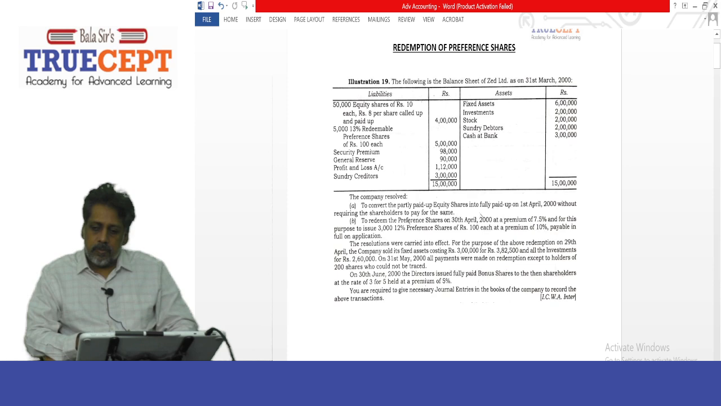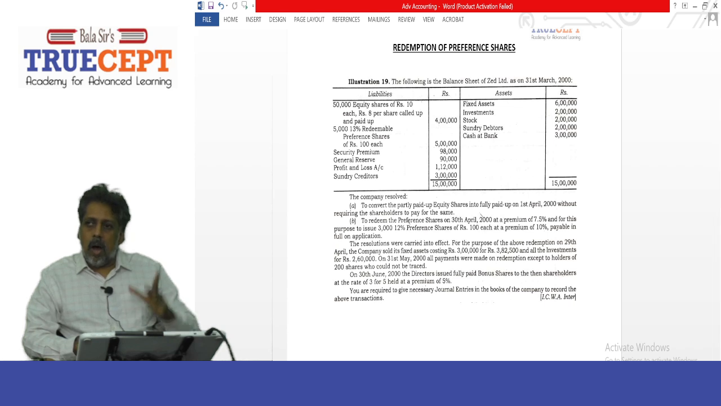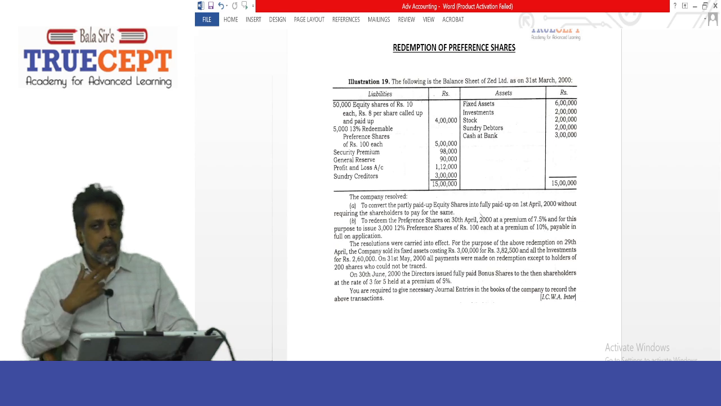Next, on the asset side, you have fixed assets, investments, stock, sundry debtors, cash at bank. How much in fixed assets? 6 lakh rupees. And how much in investments? Investments 2 lakh, stock 2 lakh, debtors 2 lakh and cash at bank 3 lakh.